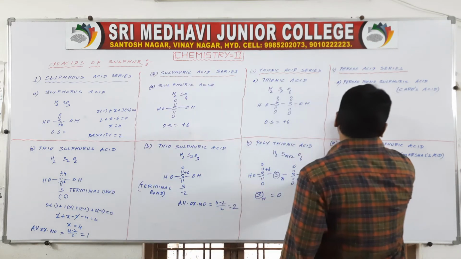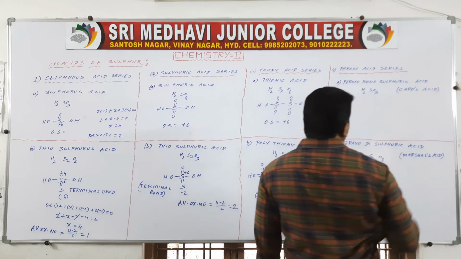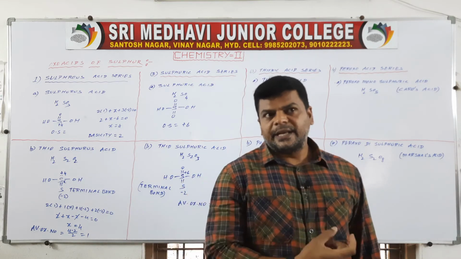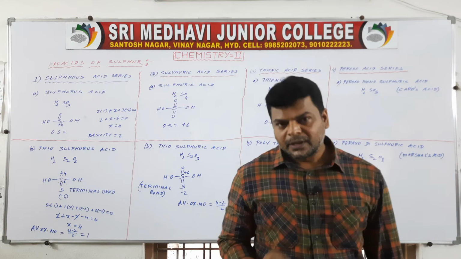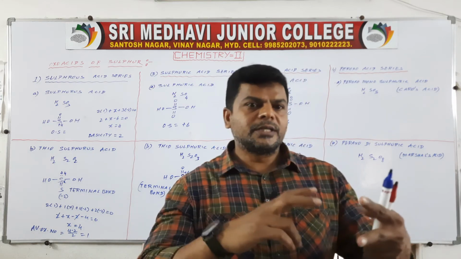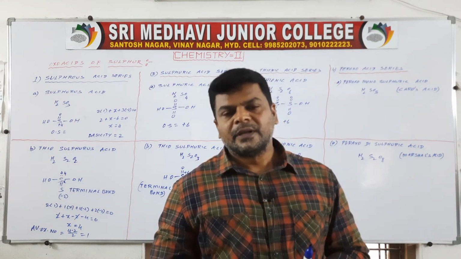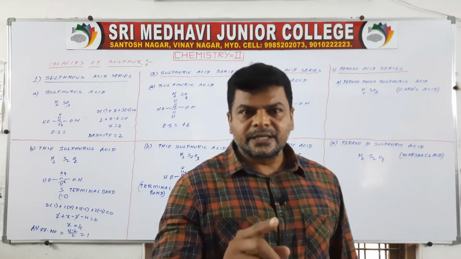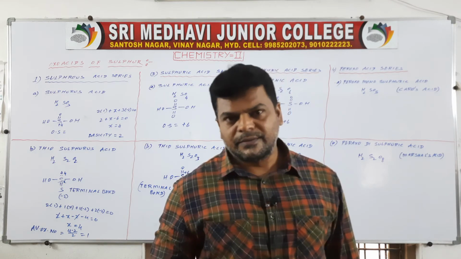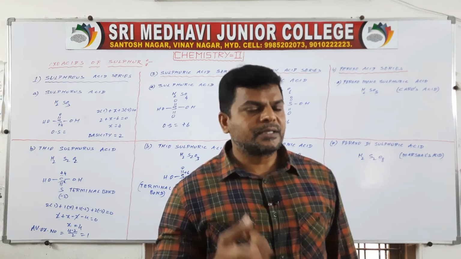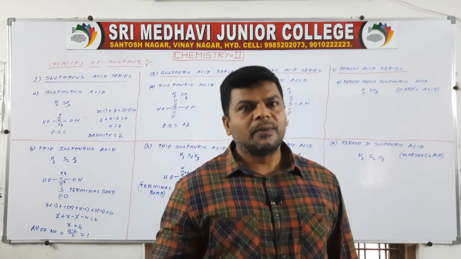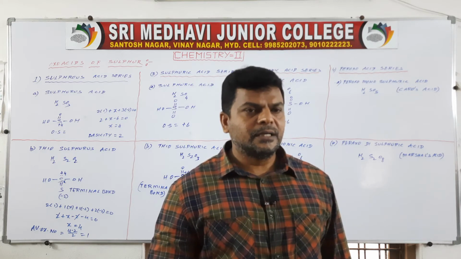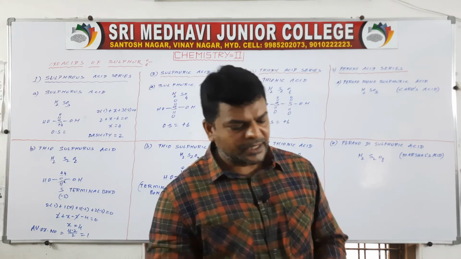If you take this one, peroxomonosulfuric acid means this series has a peroxy bond. Peroxy bond means oxygen is bonded with oxygen. If the molecule contains a peroxy bond, the oxidation state of oxygen is minus 1. So commonly you may take minus 2, but in a peroxy bond, the oxidation state of peroxide oxygen is minus 1.